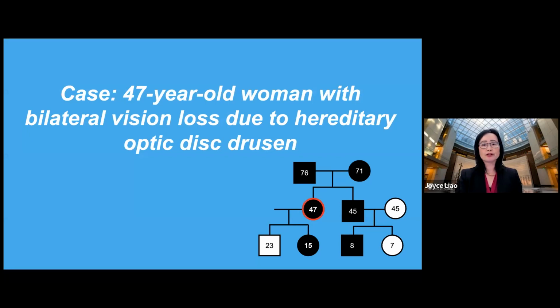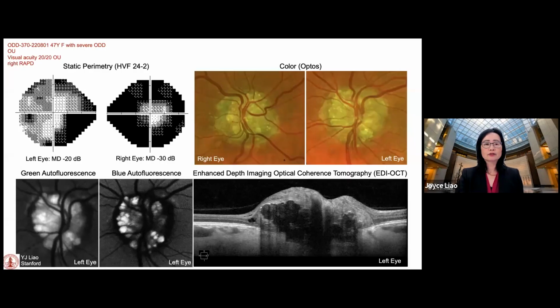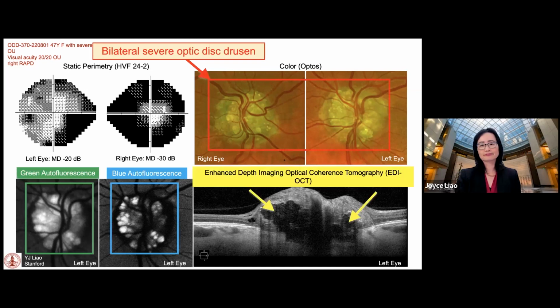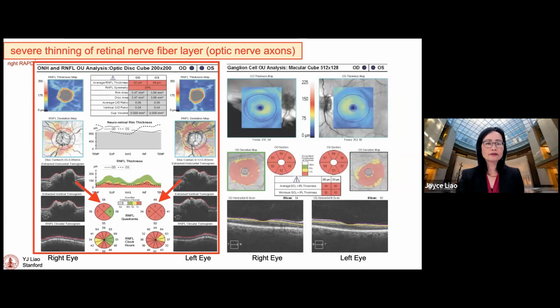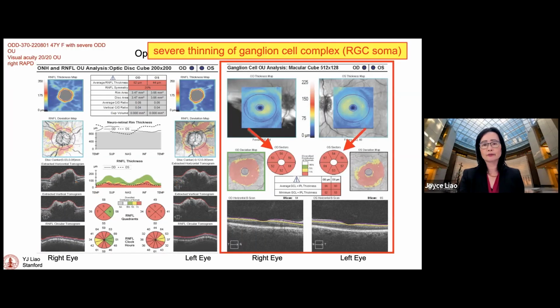Here's an example of a patient who has 3 generations of family who have optic disc drusen, and she's the one that is in red there. So these are her test results and pictures. You can see severe optic nerve swelling due to drusen and severe vision loss, more in the right eye than the left eye, due to all of these deposits formed in the optic nerve head. We could quantify the severity of the optic neuropathy in this case using optical coherence tomography, just like we did in the other patients.